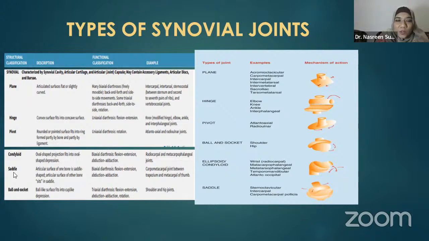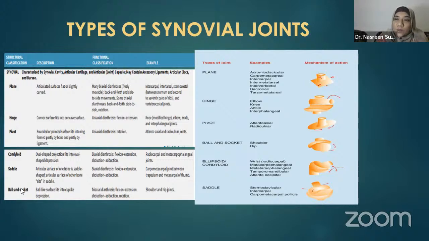Next, you have saddle joints. Saddle joint means one bone will be present in the form of a saddle, like how you put your foot in the saddle of a horse. In the same way, the bone is present. An example here is the carpometacarpal joint, between the trapezium and the metacarpal of the thumb.